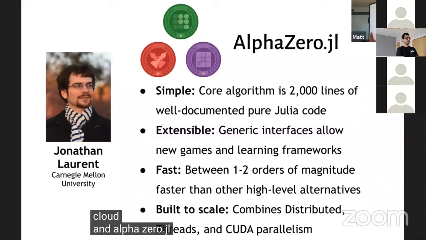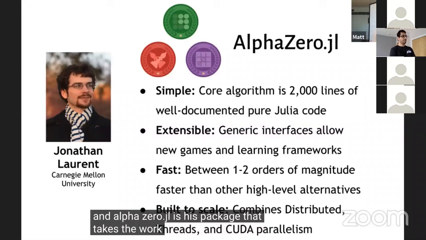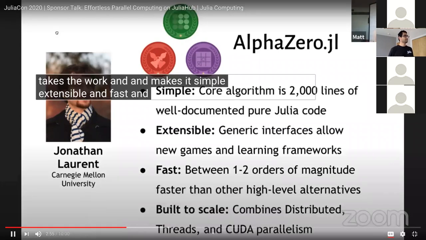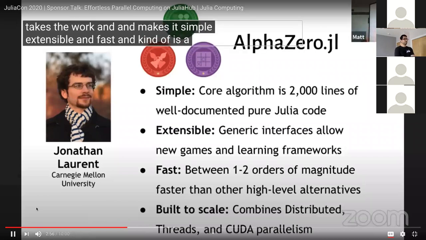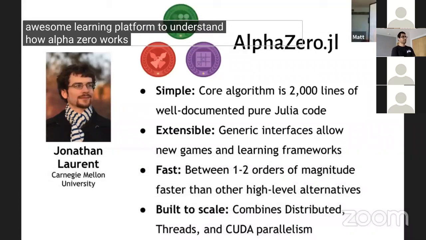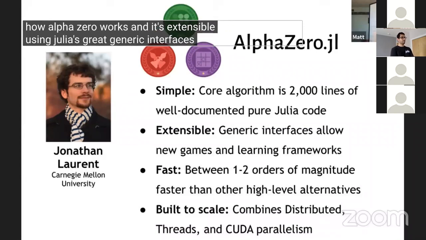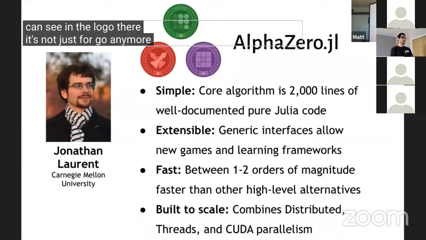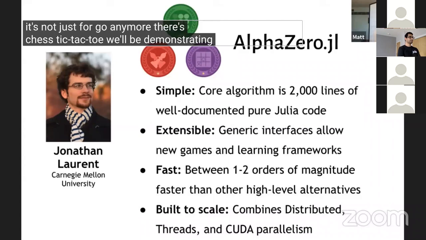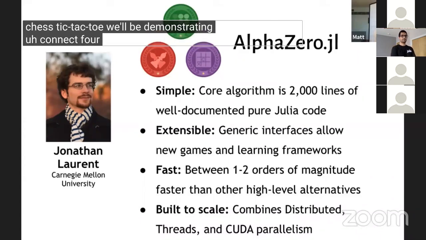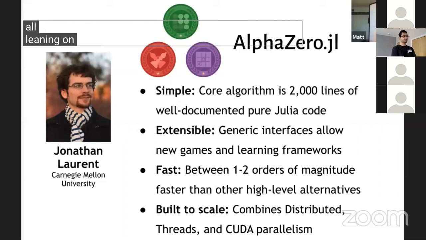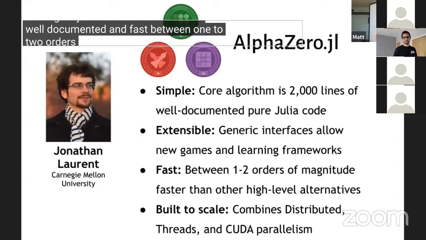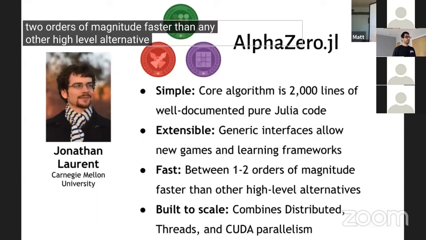AlphaZero.jl is his package that takes the work and makes it simple, extensible, and fast, and is an awesome learning platform to understand how Alpha Zero works. It's extensible using Julia's great generic interfaces to allow you to play with new games. You can see in the logo there, it's not just for Go anymore. There's chess, tic-tac-toe. We'll be demonstrating Connect 4. And of course, since it's all leaning on Julia, it's understandable, well-documented, and fast, between 1 to 2 orders of magnitude faster than any other high-level alternative.